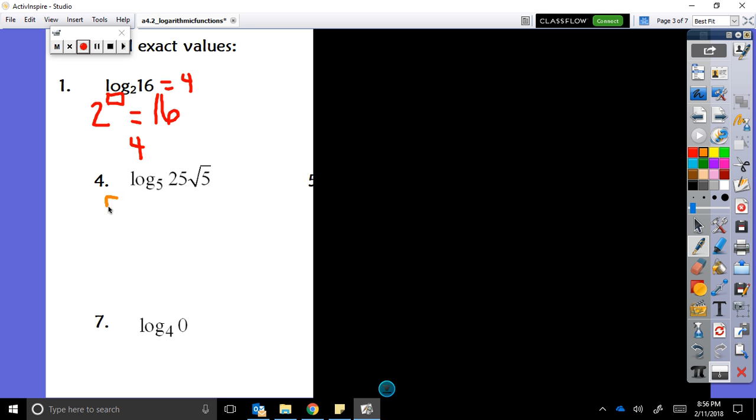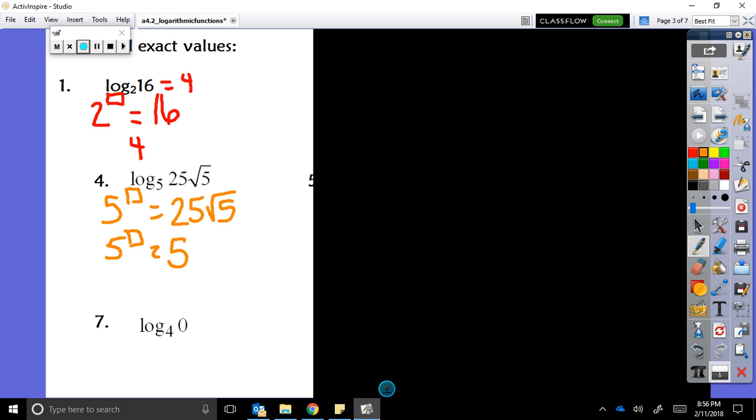So the question I'm asking is 5 to the what power is 25 square root 5? Okay, so if you see, I've got some 25s and 5s over here, I got a 5 over here. I need to be able to compare them because this is not a straight one like the one up above. Oh, I know 2 to the 4th is 16. I don't know 5 to the what is this, okay? So we're going to do a little bit of work on the right-hand side.